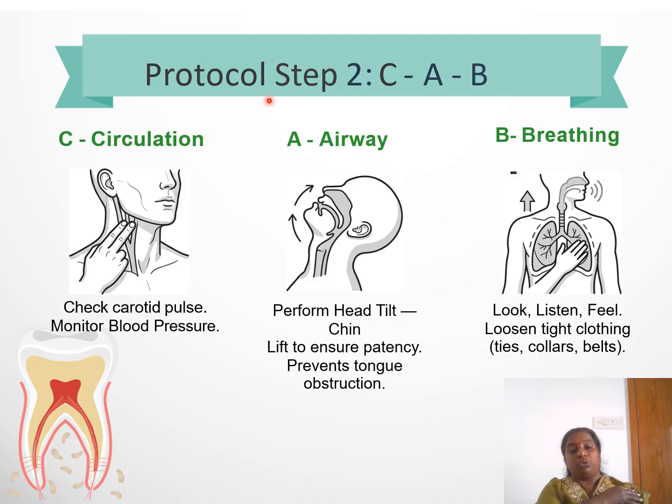Protocol 2, that is step 2, is CAB. What is this CAB? This stands for circulation, airway and breathing. So circulation, how are we going to check the circulation? By checking the carotid pulse and also monitoring the blood pressure. So whether proper pulse is being maintained and the blood pressure is also maintained properly.